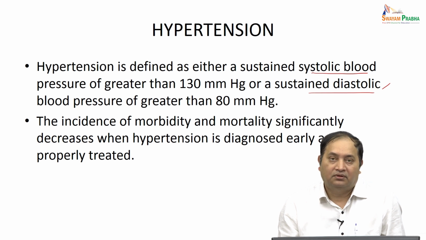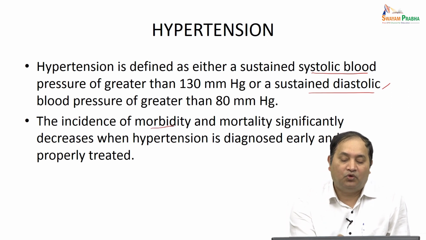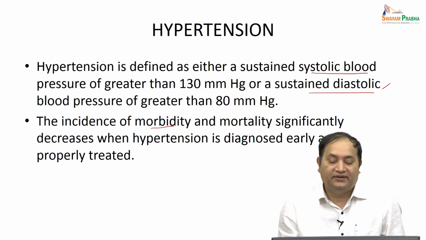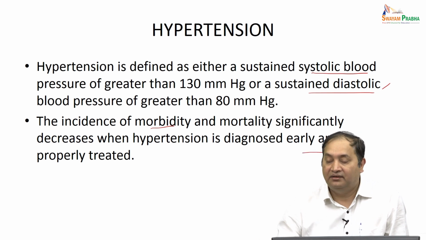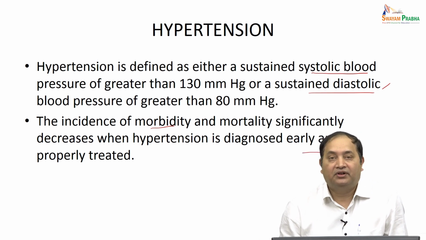Now, the question here is, if a person does not have a normal, normotensive pressure, the incidence of morbidity and mortality is significantly high, and that is the reason it needs to be diagnosed early, and in case of hypertension it should be properly managed with treatment.